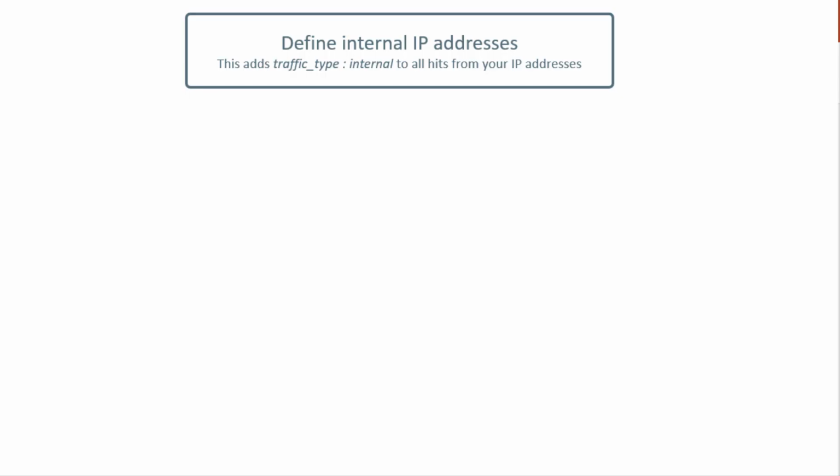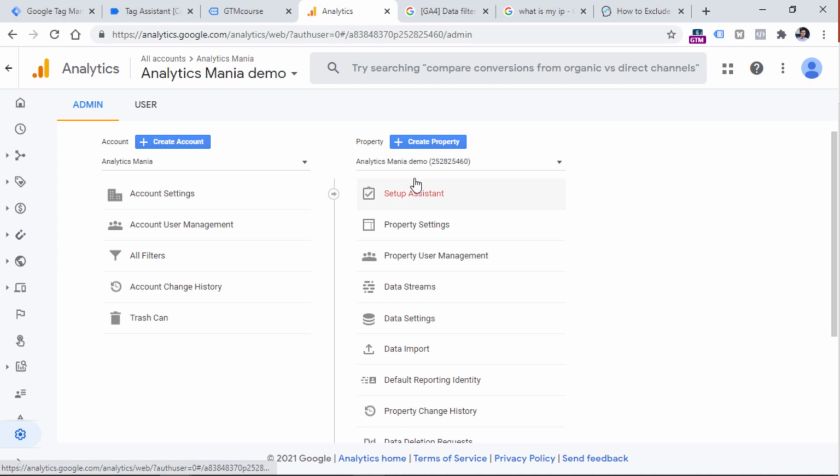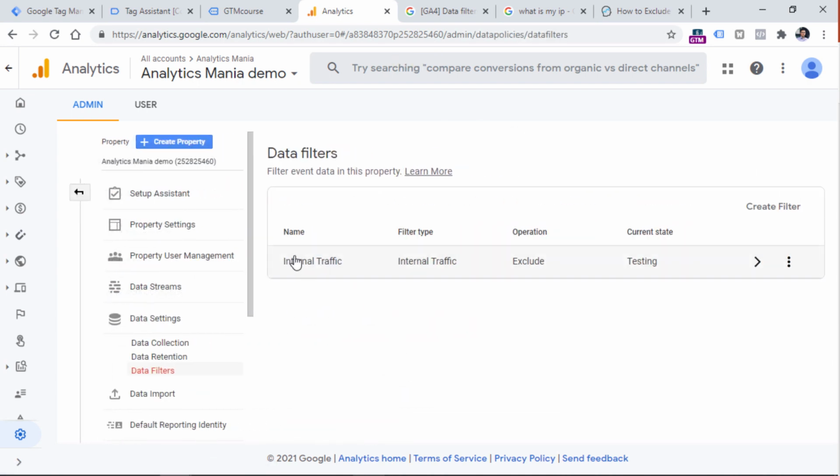But that is not enough. Even though that traffic type parameter is now added to all the hits coming from my IP address, those hits will still be visible in regular reports. This is happening because we still haven't activated the internal traffic filter. So let's go to the admin of Google Analytics 4 and configure this as well. Let's go to the admin of GA4, then go to data settings and data filters. Here you will find one predefined filter that was already automatically created when you created your own property.